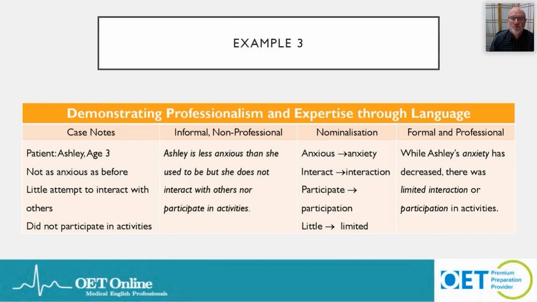If we nominalize it, we'll take the adjective anxious, we'll turn it into a noun, anxiety. We'll take the verb interact and turn it into the noun interaction. We'll take the verb participate, we'll make a noun participation, and we'll take this word here, little, into an adjective, limited. Let's see what effect that has. And we're going to add a bit of complexity with while for some contrast. While Ashley's anxiety has decreased, there was limited interaction or participation in activities.